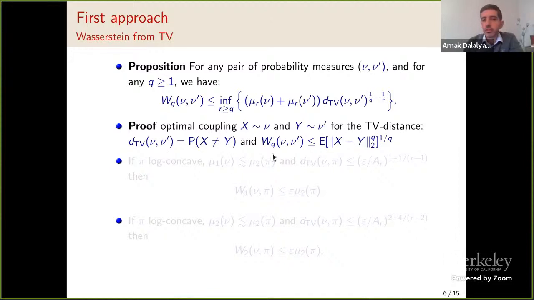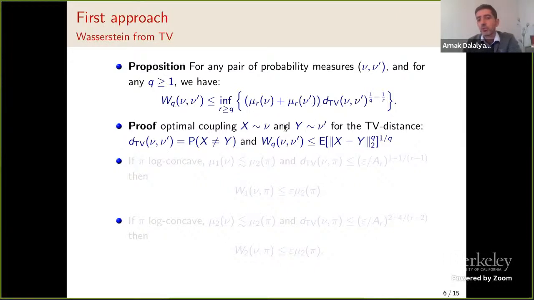First of all, there is a very simple proposition which is simple to prove. I gave a sketch of the proof here, but let us just read the statement of the proposition. It tells us that if we are interested in the Wasserstein distance of order q for any q larger than 1, we can bound this Wasserstein distance using any bound on the total variation distance. Okay? So we simply need to bound the total variation and moments of the distributions mu and mu prime of order r, where r should be larger than q.